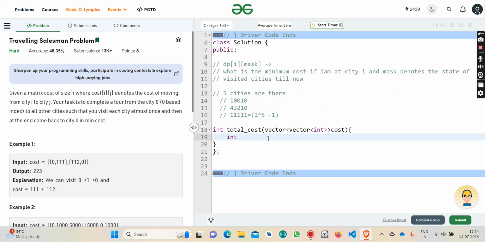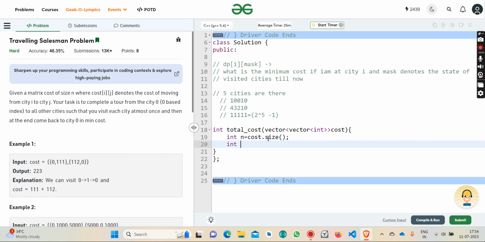Now let's move on to the solution. That's the only prerequisite. Cost dot size. Now I will declare a function, return solve of I. Initially the index is 0 because I am at city 0, and I have already visited city 0 because I am present at city 0, so mask could be 1. What I mean is that 0 0 0 1.